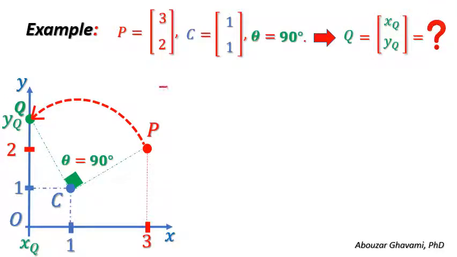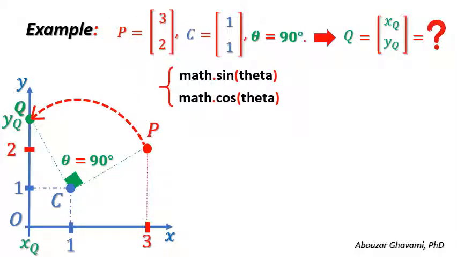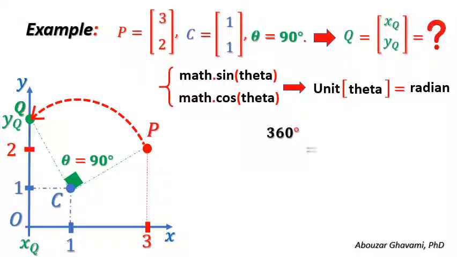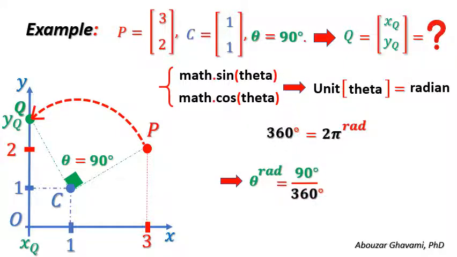Note that Python functions math.sin and math.cosine input angle in radians. Thus, we need to change the unit of angle theta from degrees to radians. The perimeter of a circle is 360 degrees, that is equal to 2 pi radians. Therefore, theta in radians equals to 90 degrees divided by 360 degrees times 2 pi radians, that is equal to pi divided by 2 radians.